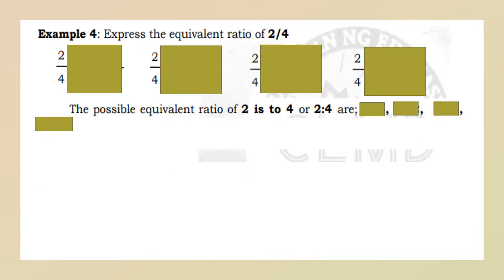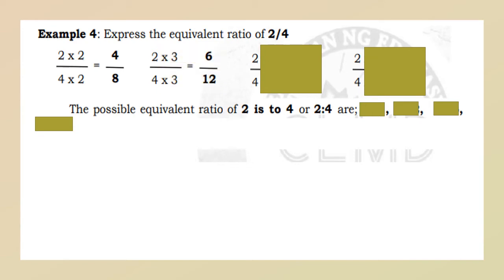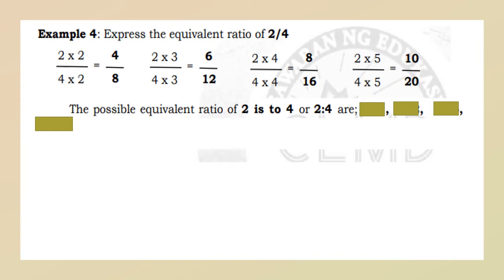Example 4. Making equivalent ratio. It is very simple. You just have to multiply the ratio by the same number. 2:4 multiplied by 2 is 4:8, multiplied by 3 is 6:12, multiplied by 4 is 8:16, multiplied by 5 is 10:20. The equivalent ratios of 2:4 are 4:8, 6:12, 8:16 and 10:20.